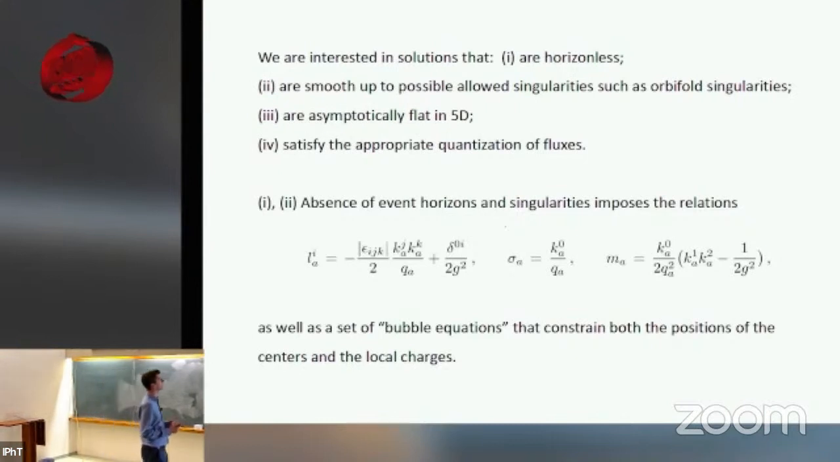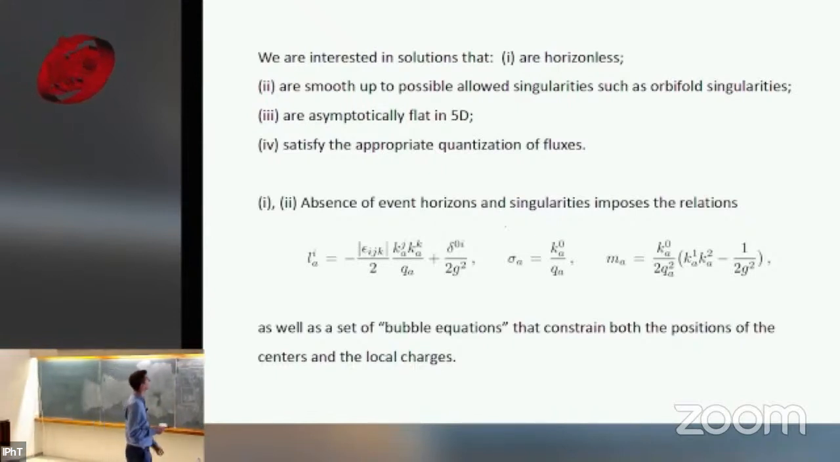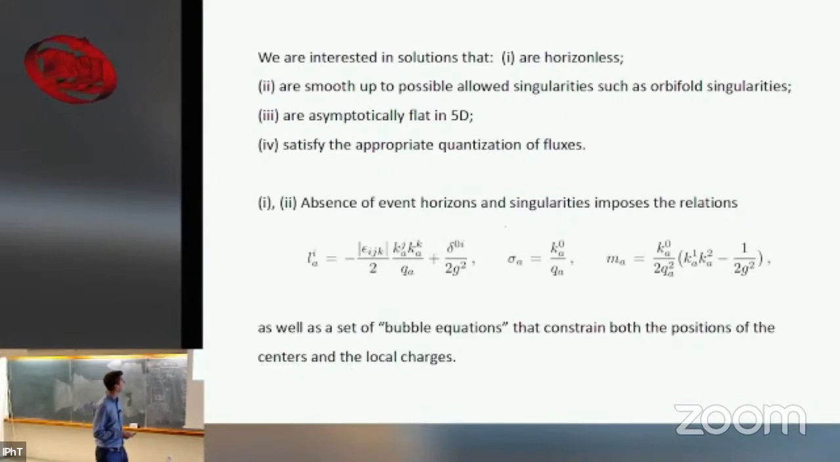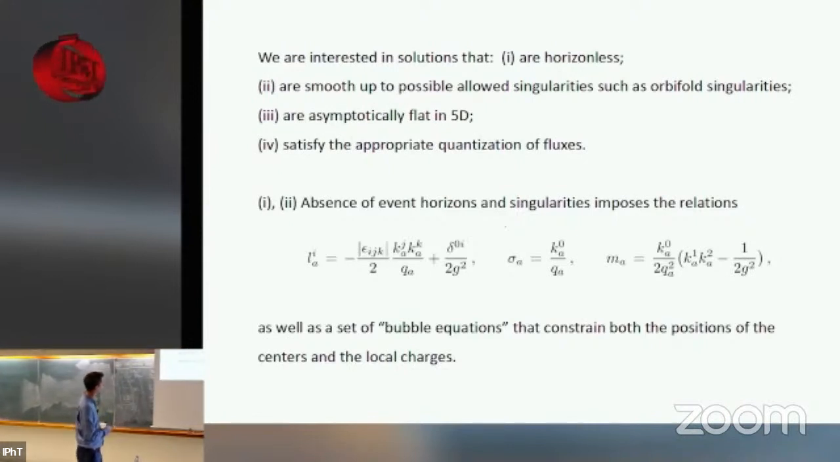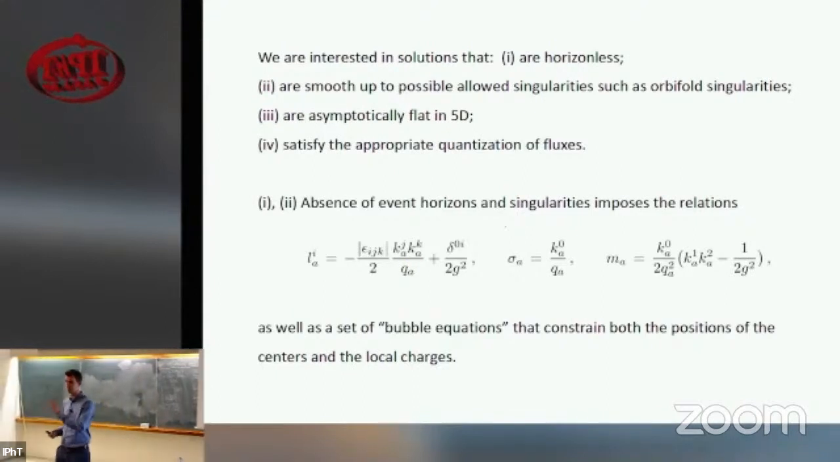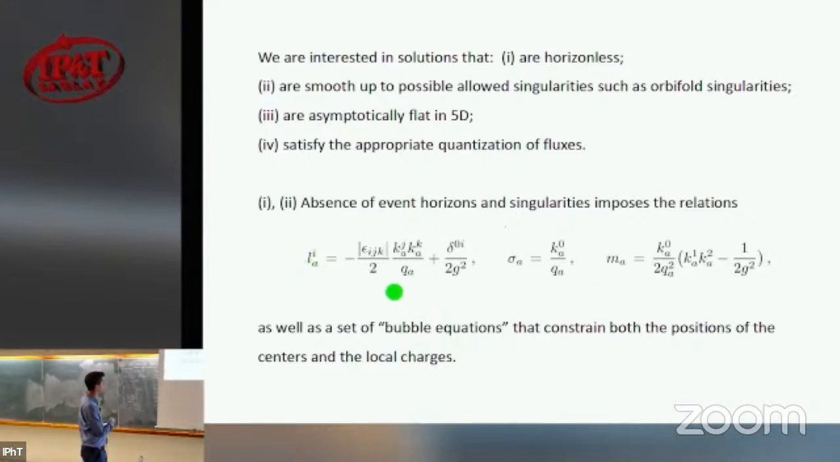And now our task is to analyze the conditions for these configurations, after we put it all together in the supergravity fields, to be horizonless, smooth up to possible orbifold singularities, asymptotically flat in 5D, and to satisfy the appropriate quantization of fluxes. So firstly, absence of event horizons and singularities gives us a bunch of relations which dramatically reduces the number of free parameters. I don't know how clear the LaTeX equations are on the screen, but these little parameters, little l, little k, and little m were related to the various harmonic functions with the capital letters of the same name. And so what we find is that the charges on the capital L functions get completely determined in terms of other data.